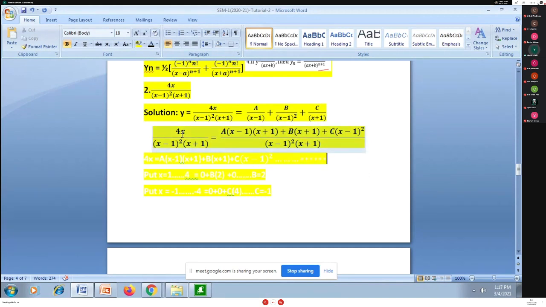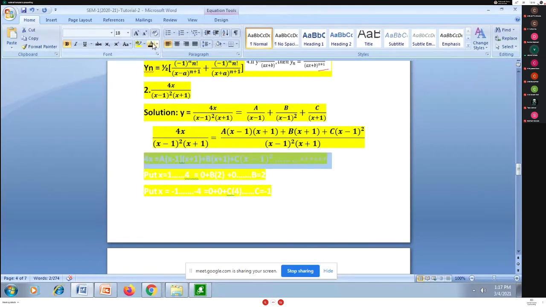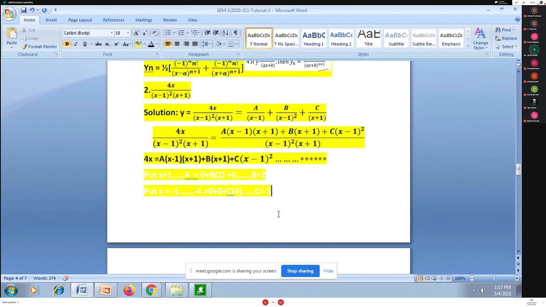As LHS and RHS have equal denominators, I'm cancelling the denominator and now I get this as the star step. You can observe it: 4x is equal to A into x minus 1, x plus 1, and so on. The numerator is in terms of A, B, C. Writing this star step correctly is very important, otherwise you will not get the values of A, B, C correctly. You will get wrong values of A, B, C.